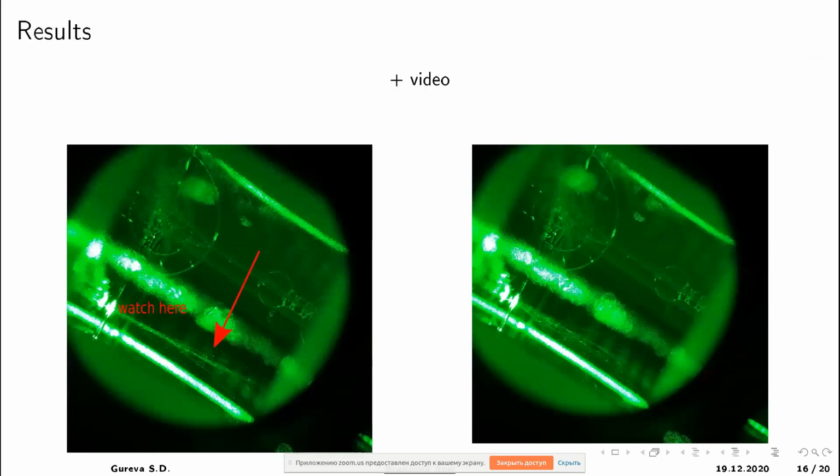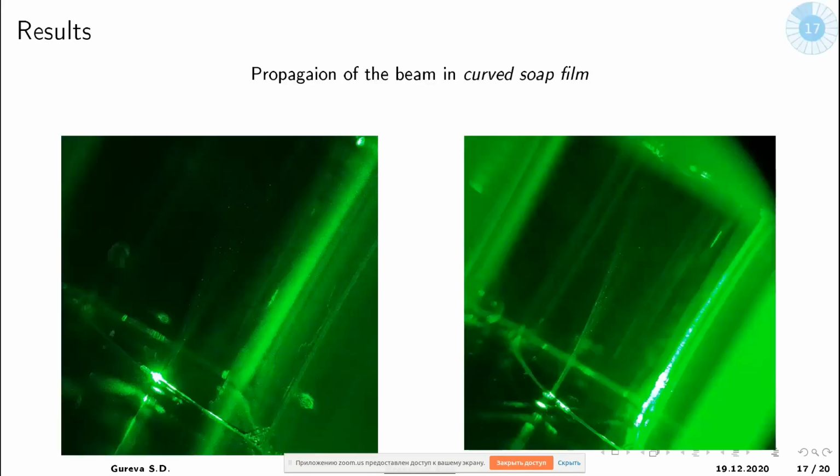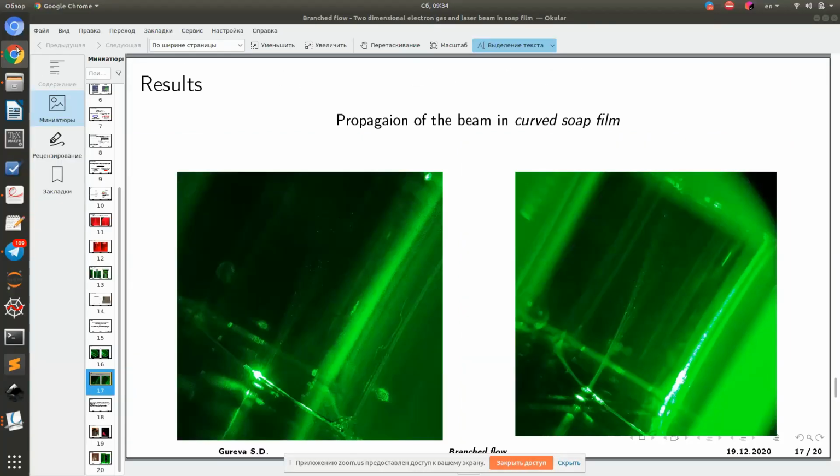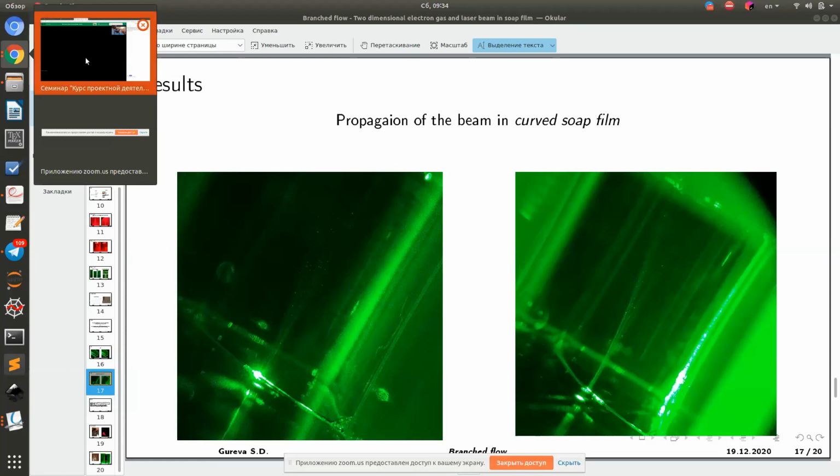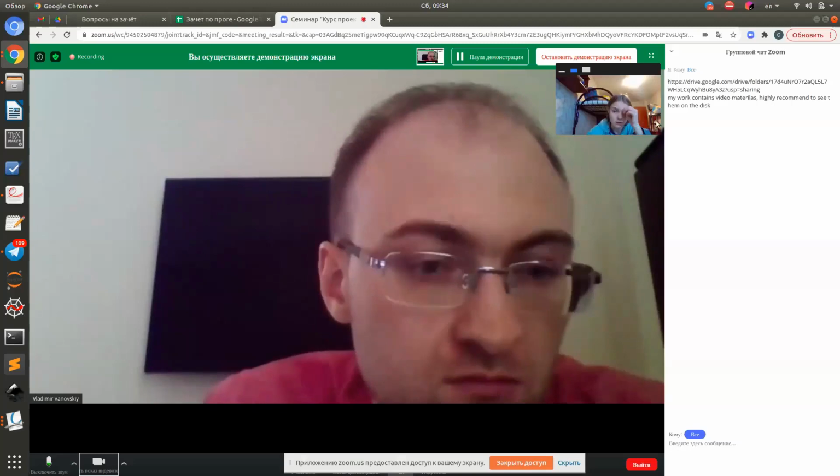So if I have some time, these are more results we had, and this is branching in a curved film. You can also see the videos on the disk, and see that the effect has a time evolution.